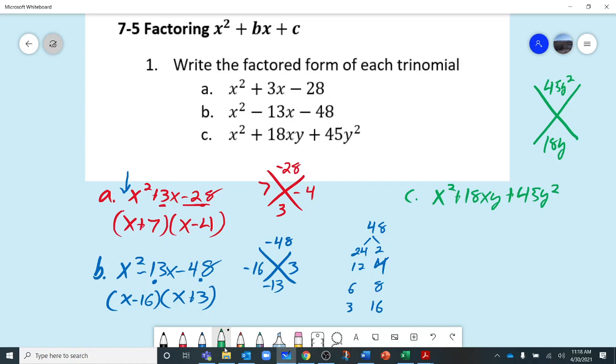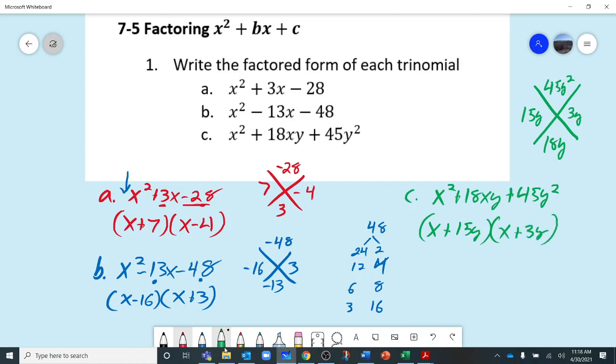So we need factors of 45 that add up to 18: 3 and 15. Okay, so 15y and 3y. 15y times 3y gives us 45y squared, and 15y plus 3y gives us 18y. And so we're going to write this as x plus 15y times x plus 3y.